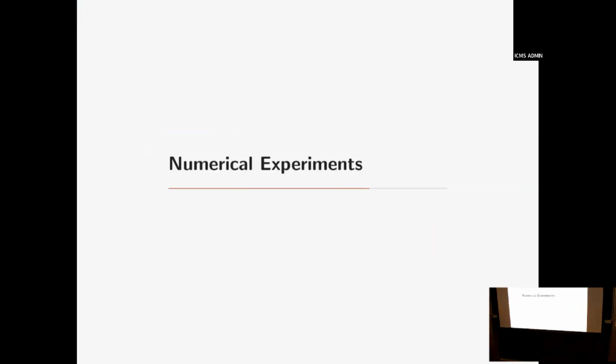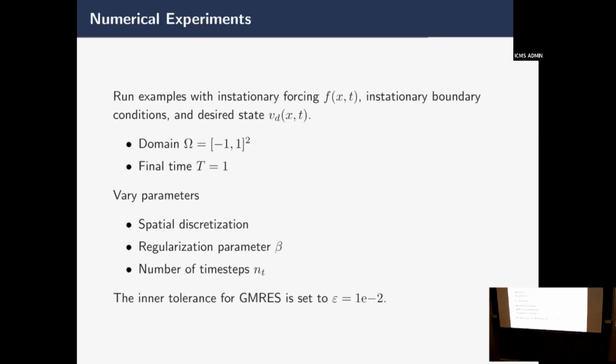And yeah, now we're in a place to look at some numerical experiments. So our example problem is we have some instationary forcing, and maybe a stationary desired state. Final time is fixed to 1, and we vary a few parameters. The first one we're going to vary is the spatial discretization. Then also the regularization parameter beta, because that always has a big influence on the performance of optimization solvers. And also the number of time steps, obviously, because that's what we're interested in. We just want to push it to its limits.